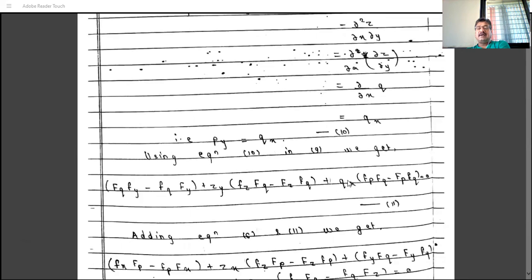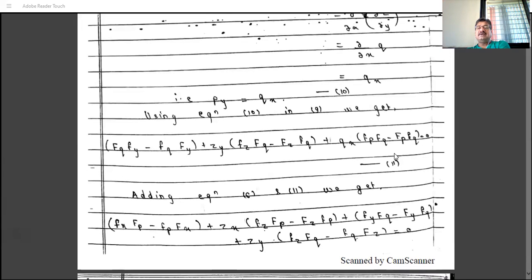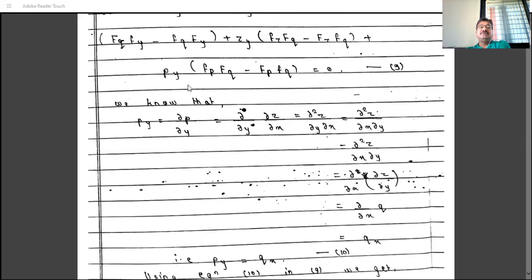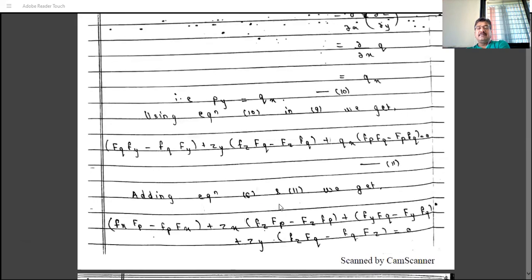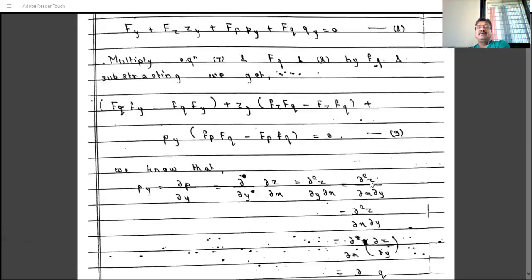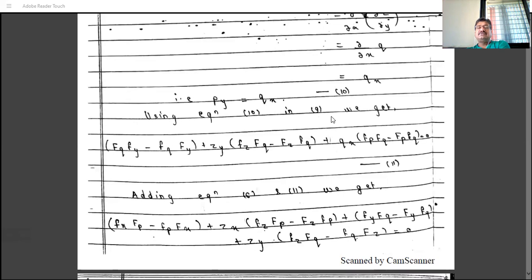So small p is y as qx. Substitute this small p as qx. So we have this equation number 11. So just here, p y, substitute p as qx. So this is the 11 number. Then adding 6 and 11. This is the equation 6 and 11. We have to add these two equations.